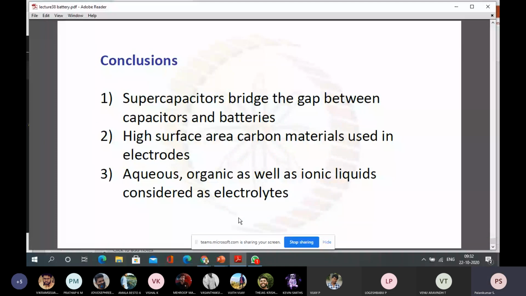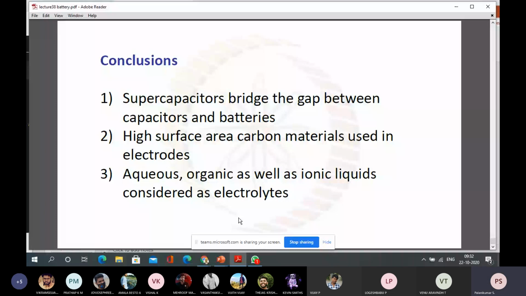As a conclusion, we can say that supercapacitors bridge the gap between capacitors and batteries. They have very high surface area carbon materials used in electrodes, and aqueous, organic, as well as ionic liquids are considered as electrolytes. So these are the conclusions we can make.